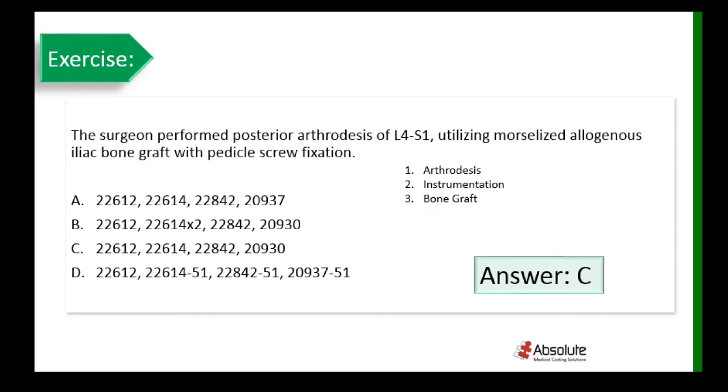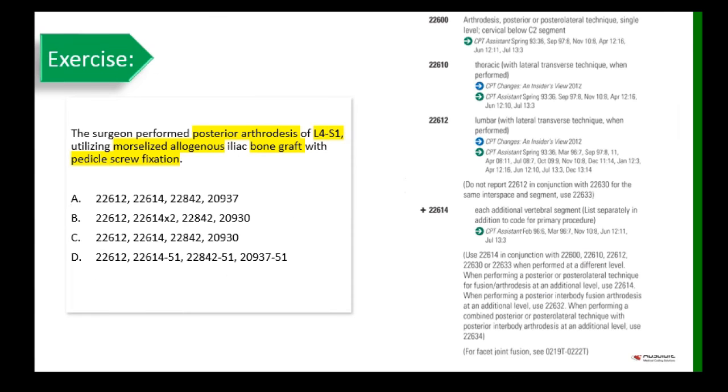All right, now let's take a look and see how I solved this scenario. All right, so here are our keywords. Posterior arthrodesis of L4 through S1.